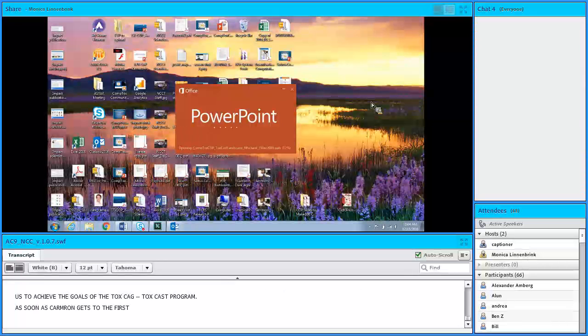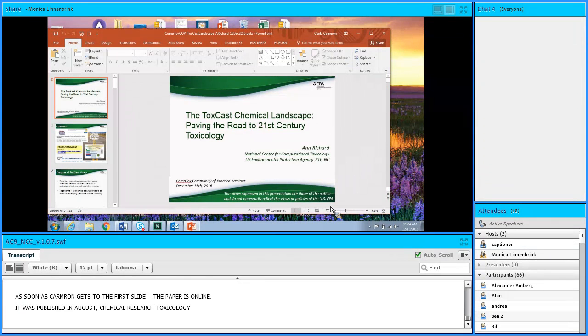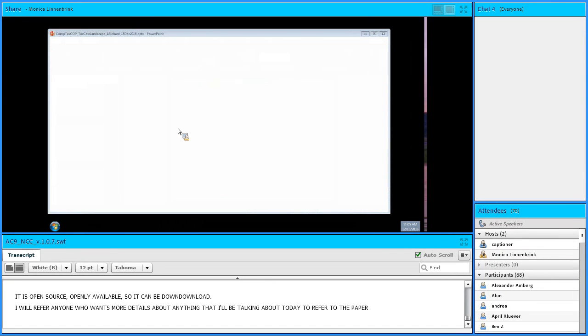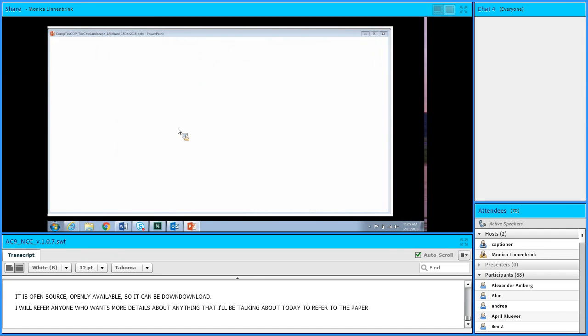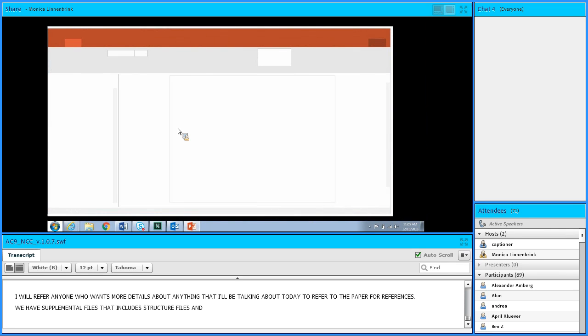The paper is online. It was published in August in Chemical Research in Toxicology. It is open source, openly available, so it can be downloaded. I would just refer anyone who wants more details about anything that I'll be talking about today to the paper for references. We have supplemental files that include structure files and data files that were used to generate many of the figures.